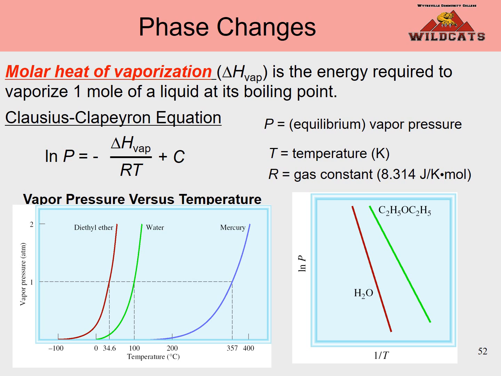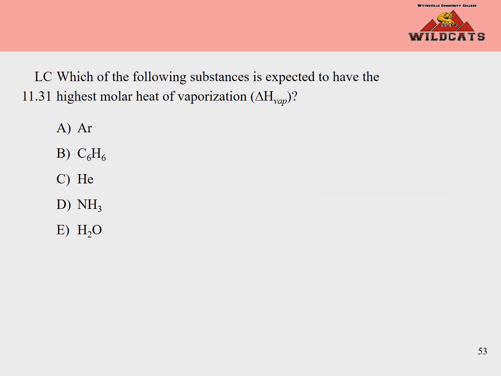The molar heat of vaporization is the amount of energy required to vaporize 1 mole of a liquid at its boiling point. We've got an equation, the Clausius-Clapeyron equation, which can be used to calculate the heat of vaporization using the ideal gas law constant and the temperature. So which of the following substances is expected to have the highest molar heat of vaporization? It's the one with the strongest intermolecular forces. So it's going to be water.